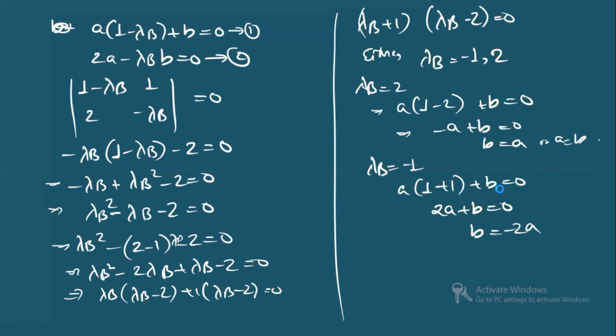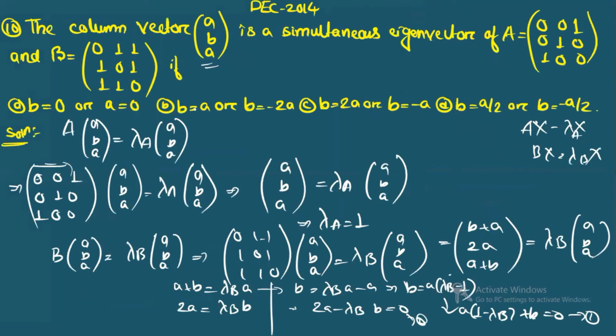So you will get, in this case, the correct option to be b equals a or a equals b, both are same thing, and b equals minus 2a, right? Because if you see here, b equals 0, so this is not possible. b equals a by 2, not possible. b equals 2a, not possible. So correct option is option B. All right.